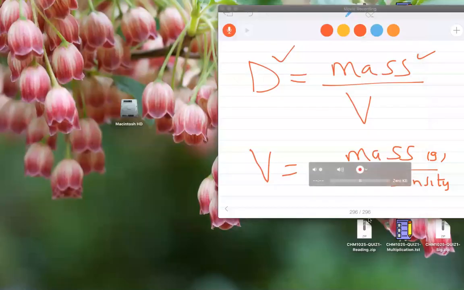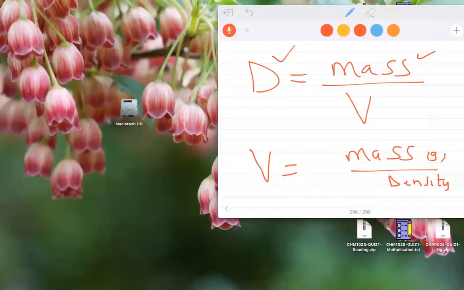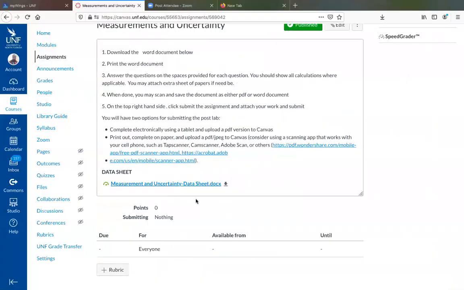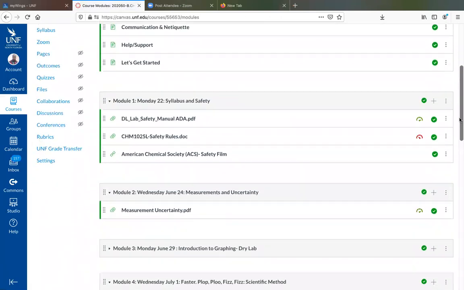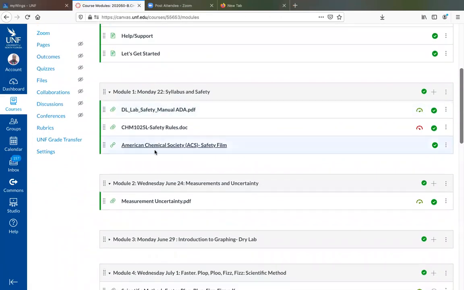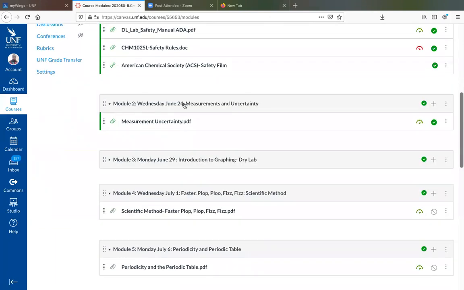Let me just share that. Let me see if I can share my screen so that you see what I'm talking about here. I'm going to share my screen. If I go to modules, Chelsea, look at this. I have module 1, which was this past Monday. I have everything right here. If I go to module 2, which is the day, June the 24th, next week, and so forth.